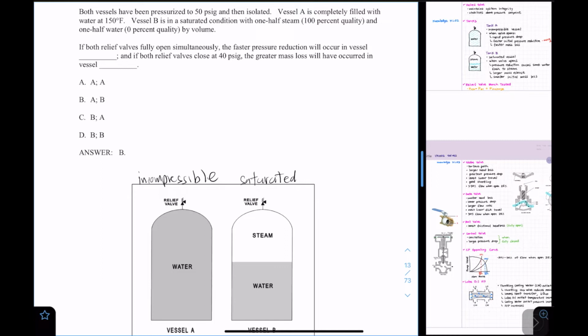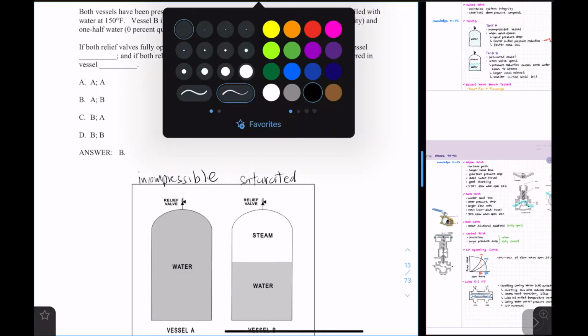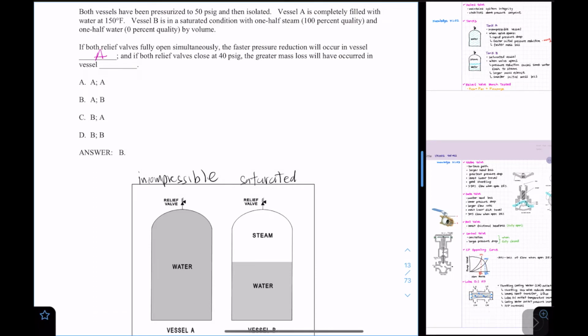So what do we remember? The faster pressure reduction is going to occur in the incompressible vessel. In this case, it's going to be in tank A. And if both relief valves close at 40 psig, the greatest mass loss will have occurred where? Do we remember? Yes, it's going to occur in Bravo, right? Because all this mass is going to be gone. So it's going to be Bravo.